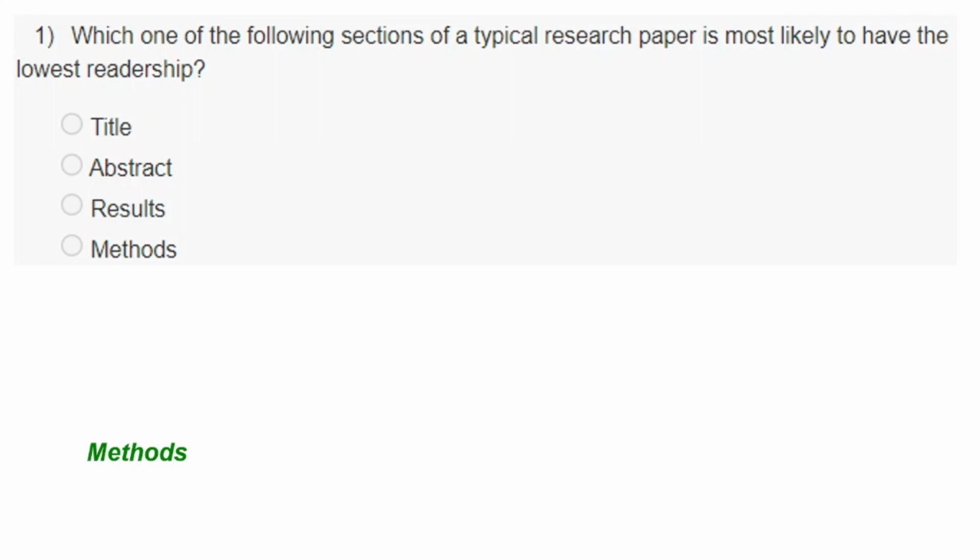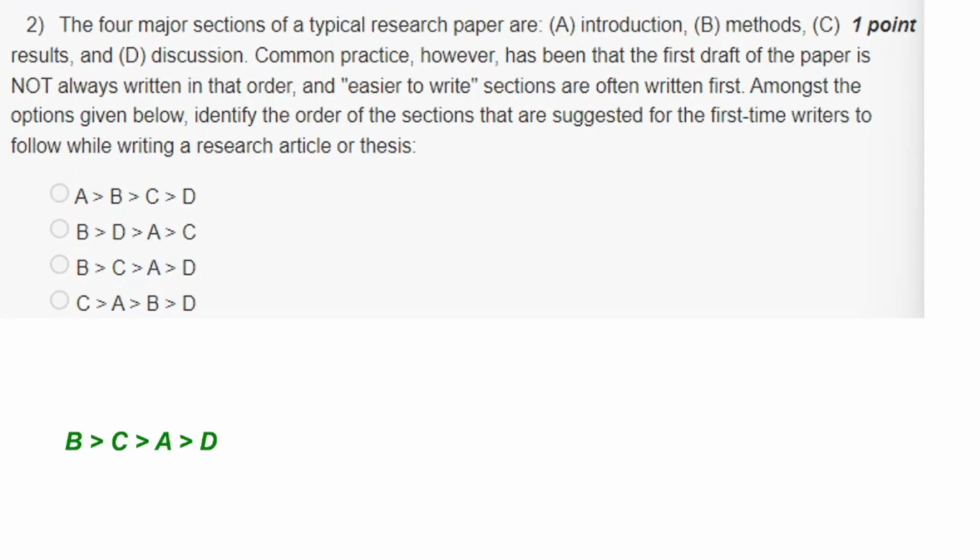Okay, so that's why I feel this is the correct answer. This is also the answer shown. Oh, this is also something that we discussed already. So introduction is A, methods is B, C is results, D is discussion. So the first draft is not always written in that order. What do you think you need to write?